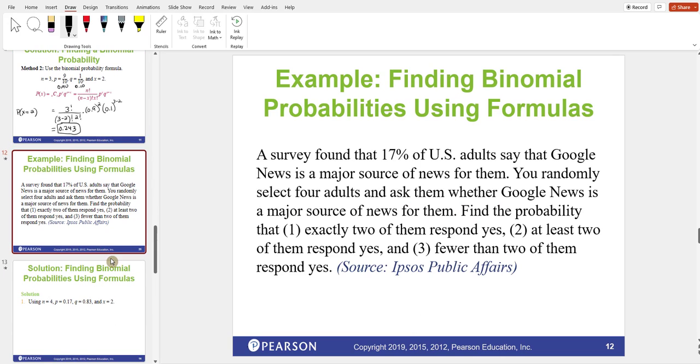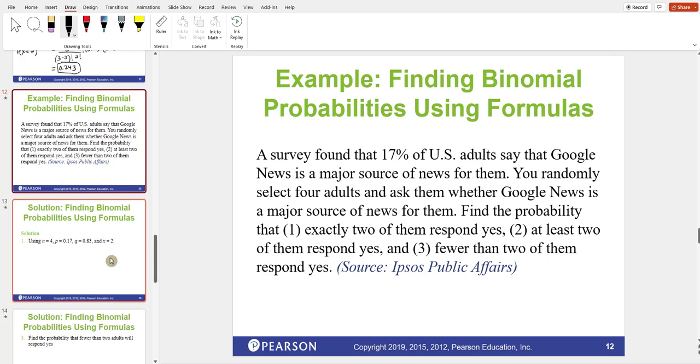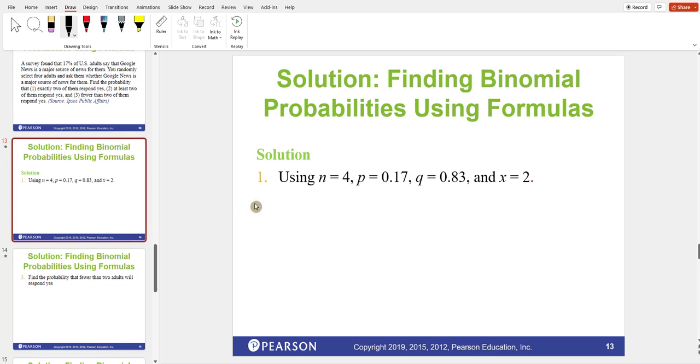All right, let's look at another problem. A survey found that 17% of U.S. adults say that Google News is a major source of news for them. You randomly select 4 adults and ask them whether Google News is a major source of news for them. Find the probability that exactly 2 of them responded yes, and the second one is at least 2 of them responded yes, and the last one is number 3, fewer than 2 of them responded yes. So we have 3 problems that we need to calculate.